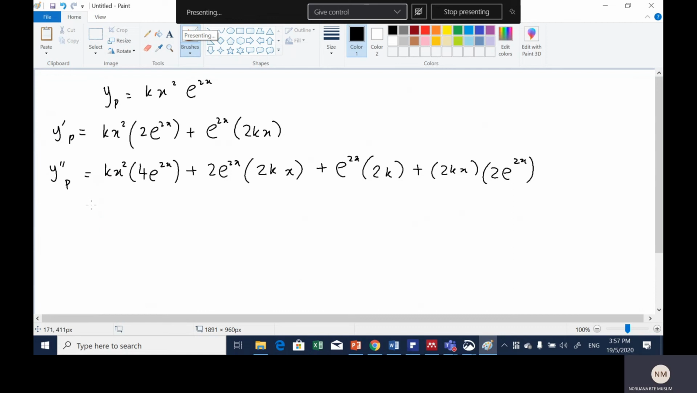Let's look at the parts that we can simplify. So I have 4kx squared e to x. Then this one will be 4kx, and I have another one that is 4kx here. So 4kx e to x plus 4kx e to x, then I can simplify to 8kx e to x. And then plus the other one, 2k e to x. So this is our double prime, the second derivative.